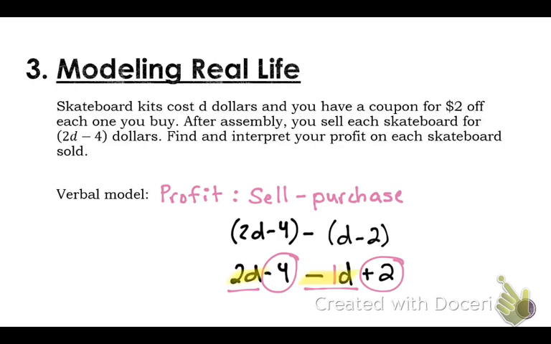Let's deal with the D family first. I have 2D minus 1D. What do I get, guys? 1D. If it's 2 minus 1, what's 2 minus 1? 1D. Okay, don't make it more difficult than it is. Now let's go ahead and do negative 4 and positive 2. Minus 2. So right there we know 1D minus 2 will help us to understand what profit we are going to get for each skateboard that's sold.